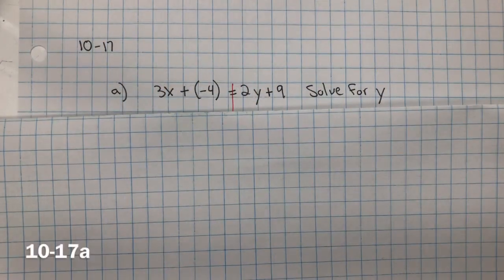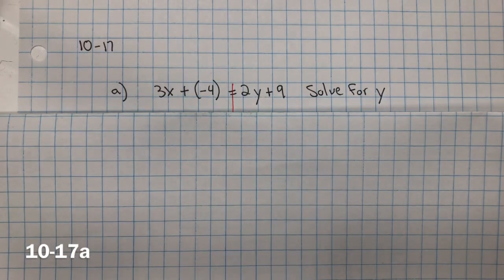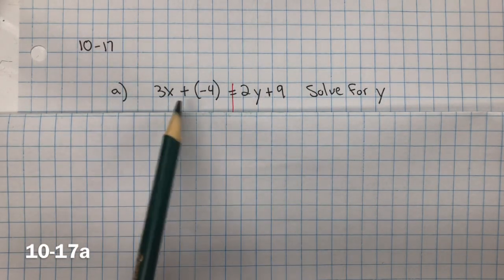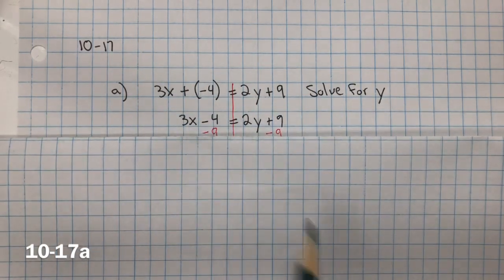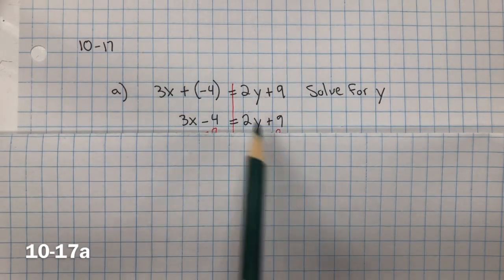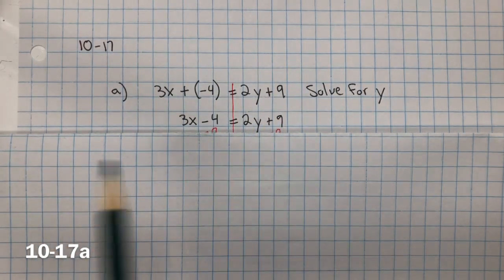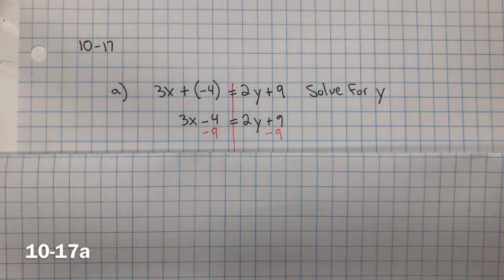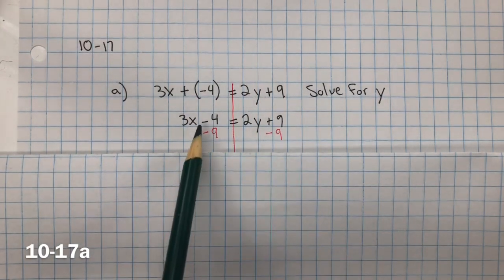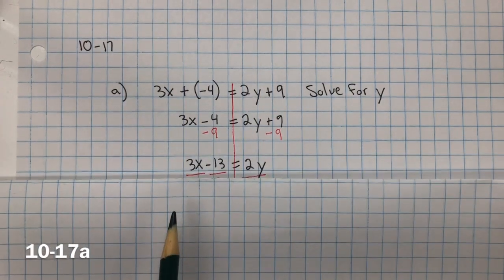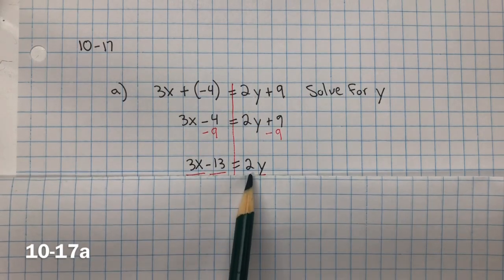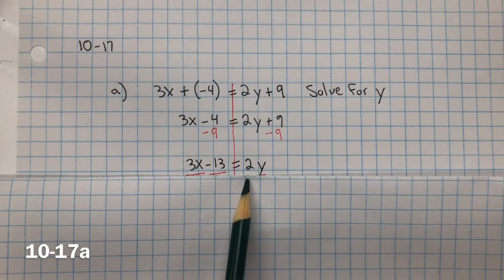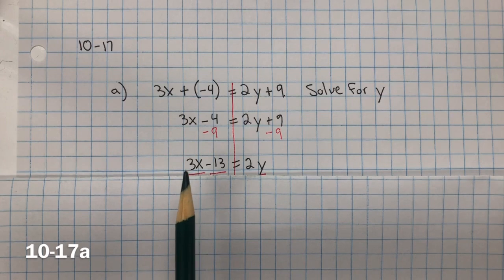In 1017, we're going to solve this equation for y. So we have 3x plus a negative 4. Well, that's just saying 3x minus 4. Now we're going to try to get y by itself. So we're going to subtract 9 from both sides. Create a zero pair. Negative 4 and negative 9 equals negative 13. And now we want to get rid of this 2. This is multiplication. Inverse property of multiplication is division. So we're going to divide both sides by 2.